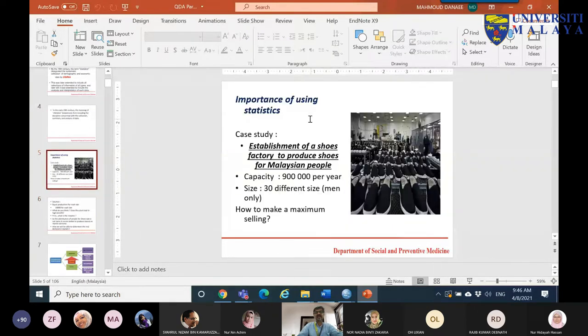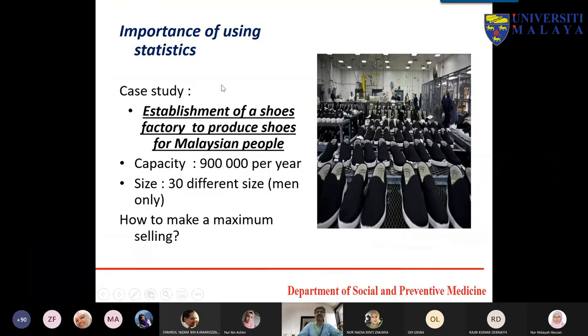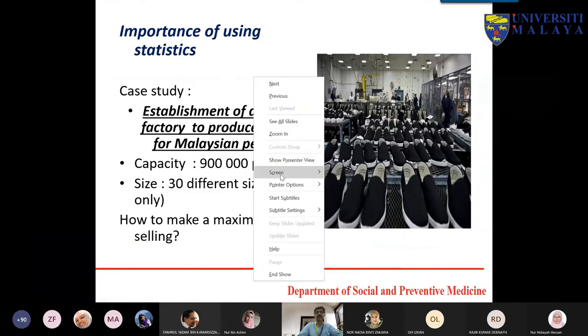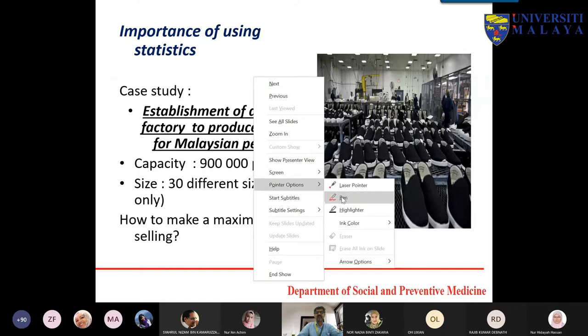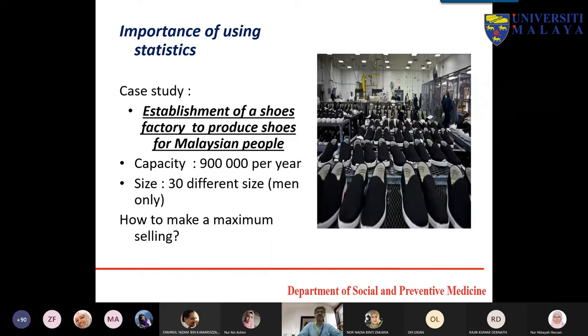Actually, we discussed these things, but let me share something again. This is just an example. Suppose that you want to establish a factory in Malaysia, and you want to produce shoes for Malaysian people. Of course, the capacity of this factory is 900,000 shoes per year, and there are 30 different sizes.